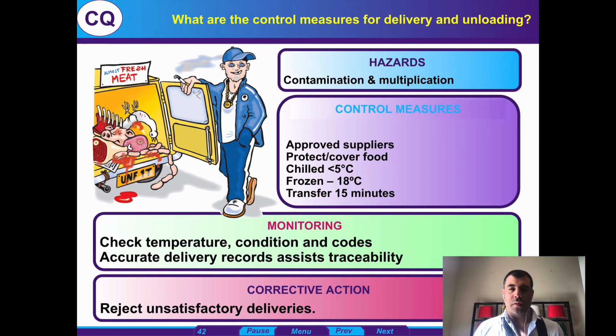So you also need to be monitoring temperature checks, condition and date codes, so best by date, best before or use by date. We will see that there are 2 different things, and I will help you distinguish which is which. Accurate delivery records assist traceability. And so that's super important.